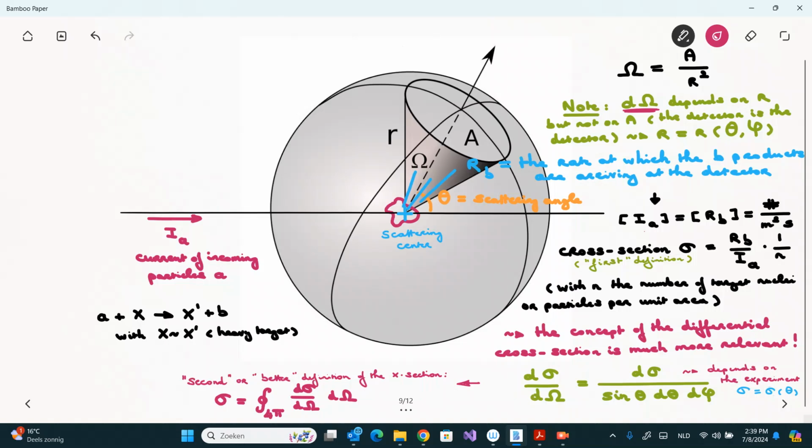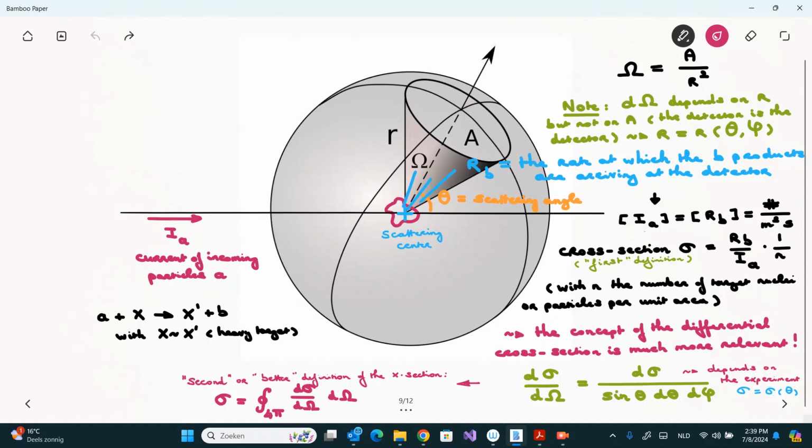And that said, that depends on R, but not on A. The detector size is the detector size. And so R, on what's going to depend that? Well, if we have a detector here, we will want to write things in spherical coordinates, and we will have an azimuthal angle and a scattering angle, which develops as the polar angle.